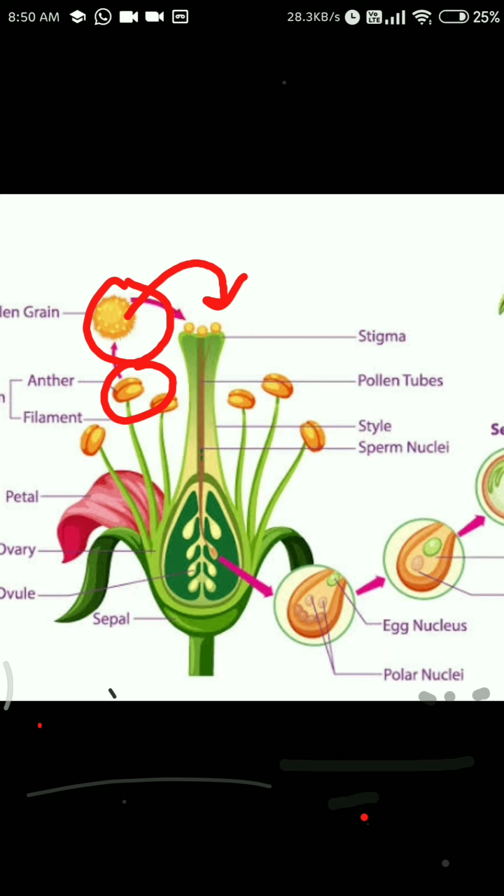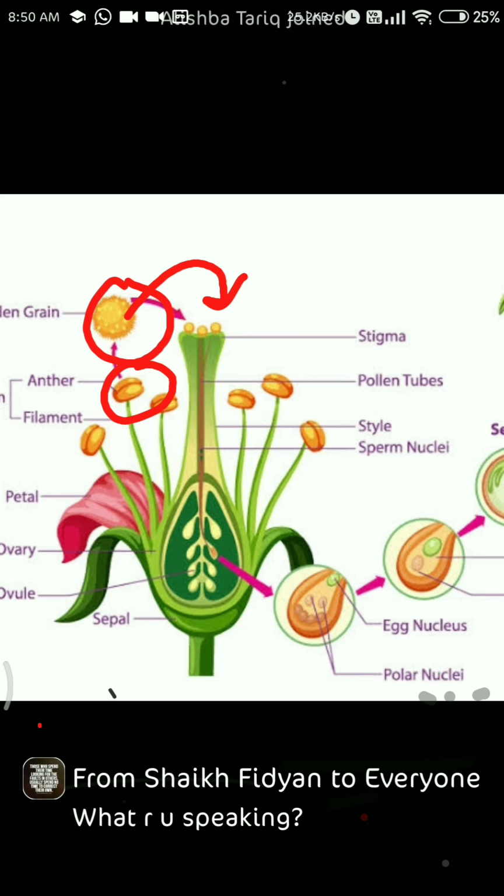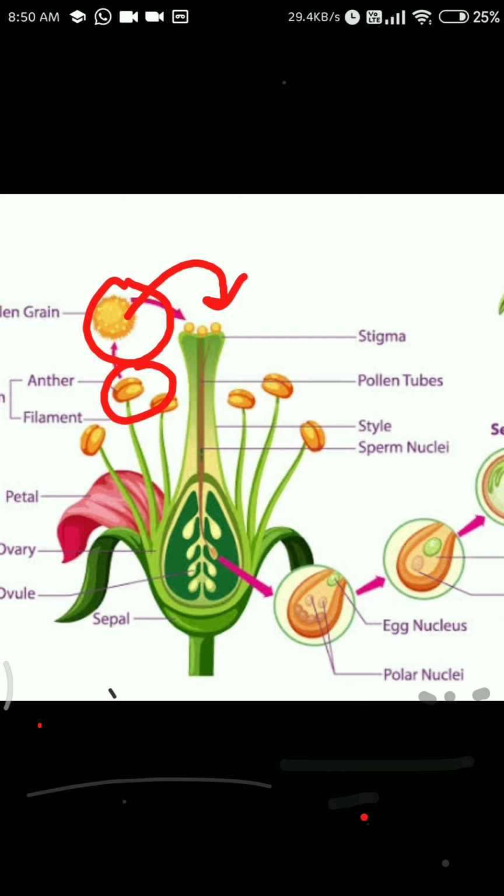And pollination is also of two types, that is, self pollination and cross pollination. Have we studied this in sixth class, self pollination? We must be having an idea about it.